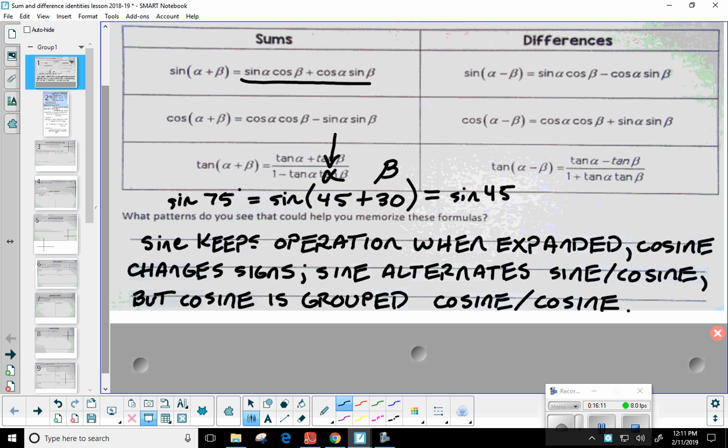Sine of 45, cosine of 30, plus or minus? Plus, sine always keeps the same sign. Plus, now I want cosine alpha, sine beta. So that would be cosine 45, sine 30. And then we could evaluate those pretty easily using our triangles again. Does that make sense? So we're kind of expanding our knowledge of the unit circle.